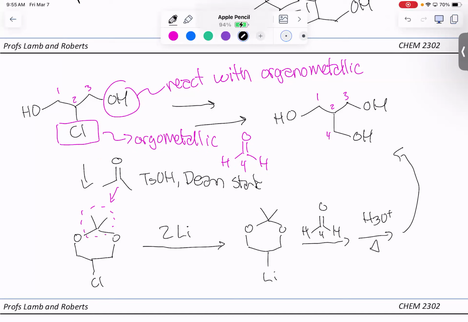All right, we'll do more examples. We'll see a lot of functional group tolerance in the rest of this class, but that is what I will leave you with. Everyone have a good and safe spring break.